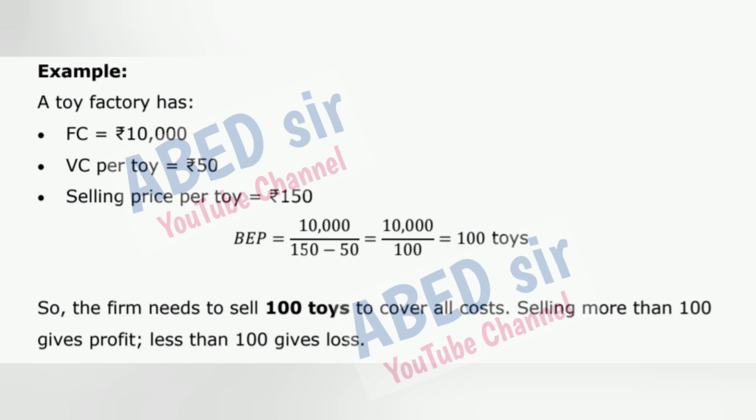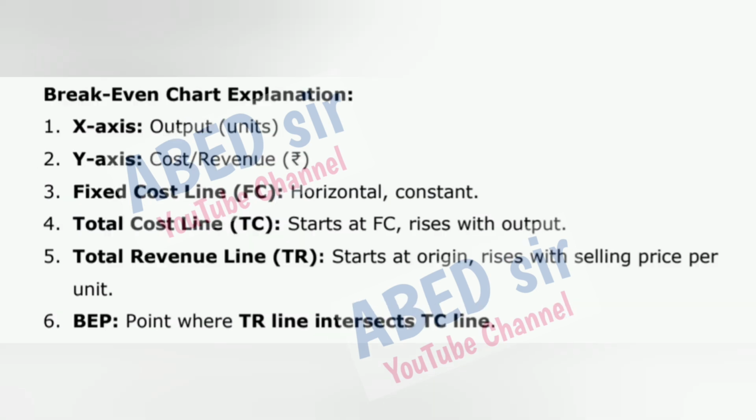BP is equal to 10,000 divided by (150 minus 50), is equal to 10,000/100, is equal to 100 toys. So, the firm needs to sell 100 toys to cover all costs. Selling more than 100 gives profit, less than 100 gives loss.